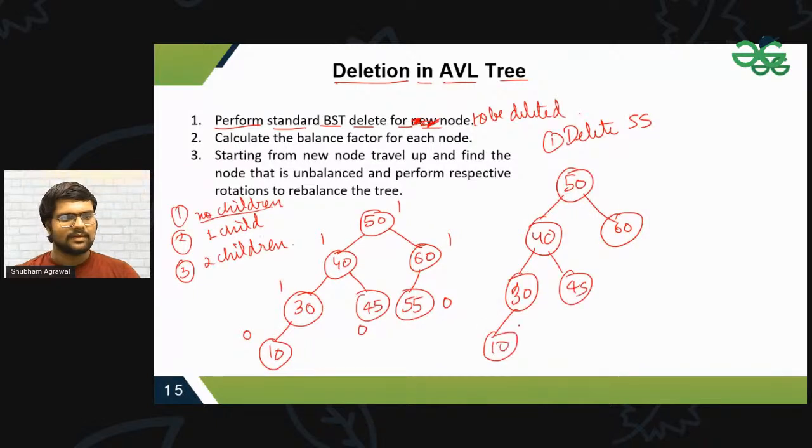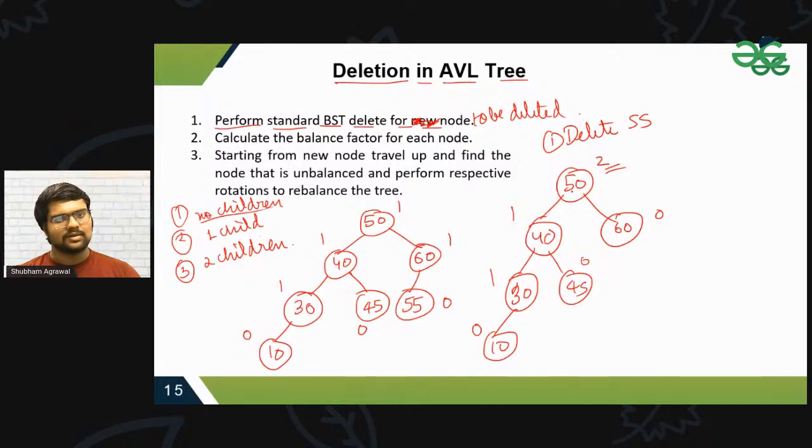Now we will compute the balance factor again, so it will be 0, 1, 0, and then 1, 2 minus 1, and then it is 0. And now when we compute the balance factor for 50, it will be 3 and 0, so 3 minus 0, so it will be 3. Here this node is unbalanced, so now we have to balance it.